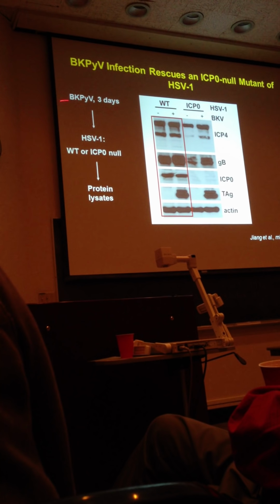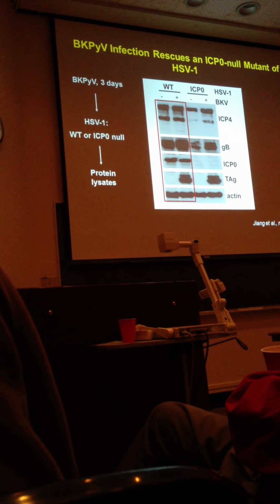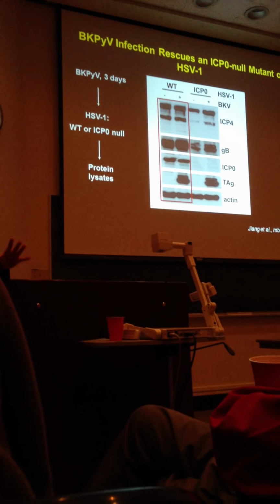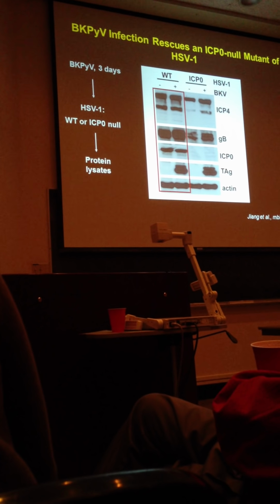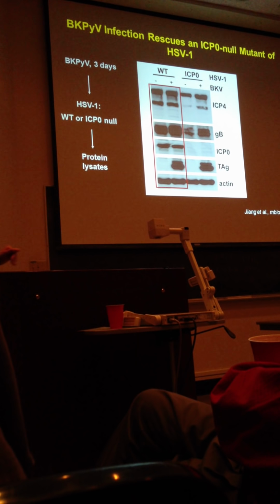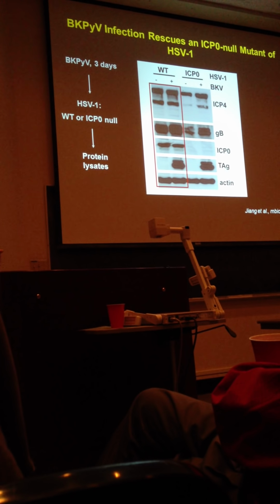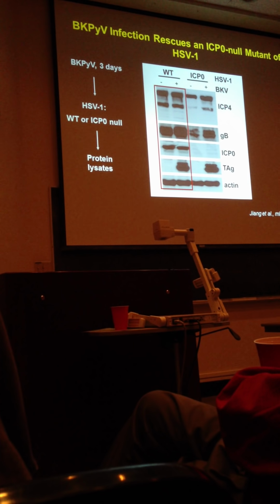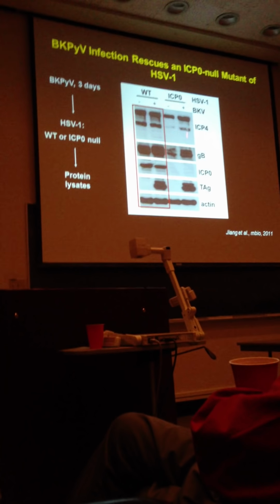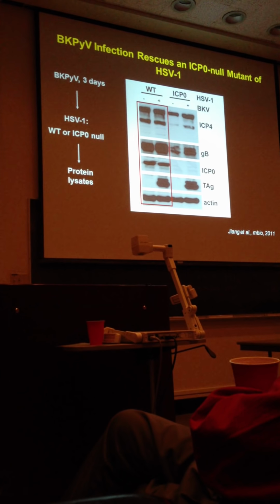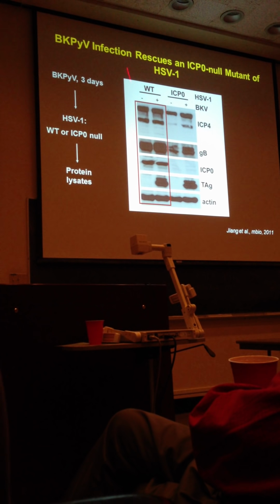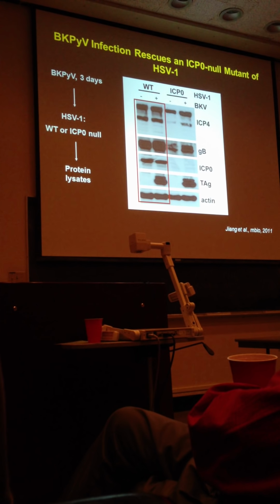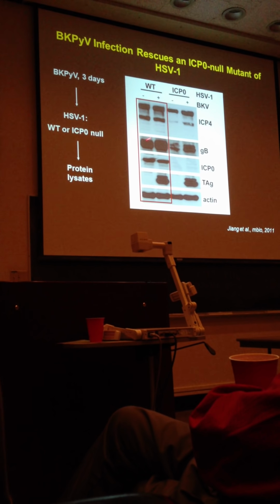What we did is we first infected RPT cells with BK virus for 3 days to allow for the reorganization of PML bodies to occur. Then we super-infected the cells with either the wild type or the ICP0 null mutant of HSV. Then we harvested protein lysates, probing them for ICP4 or gB, which are an early and a late marker for HSV growth. As you can see, whenever we infect with wild-type HSV, whether BK is absent or present, there's really no difference in terms of ICP4 or gB expression.